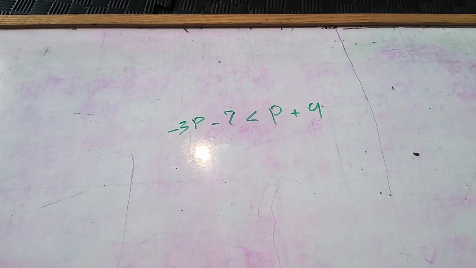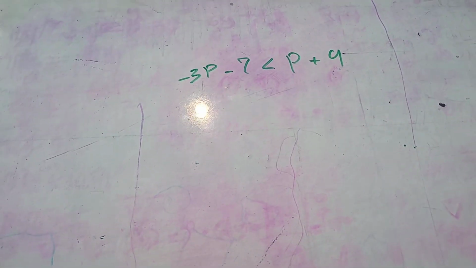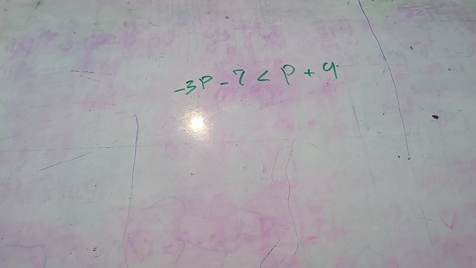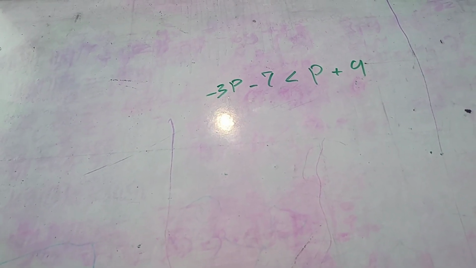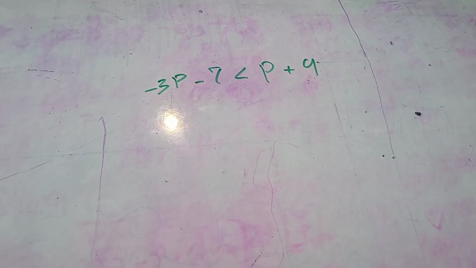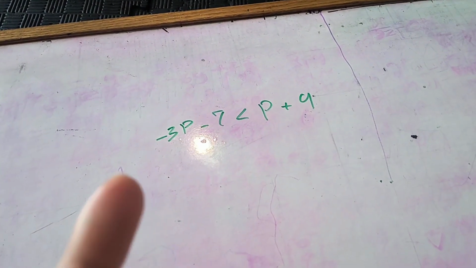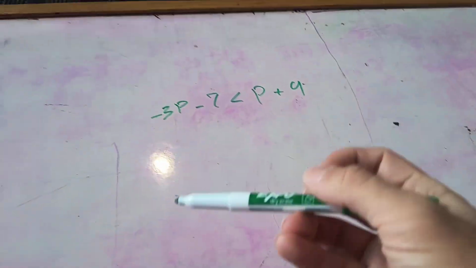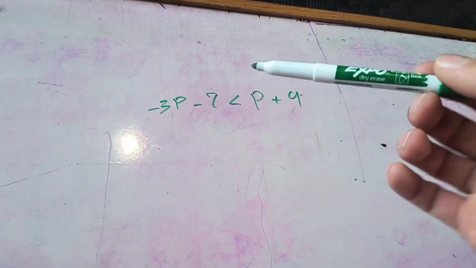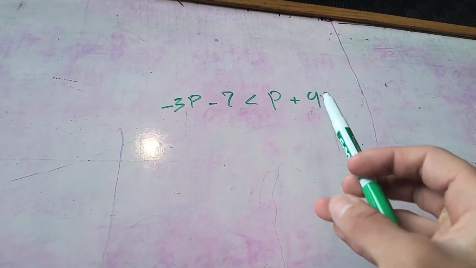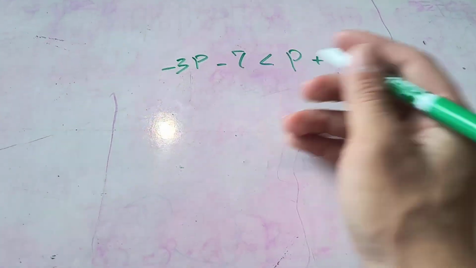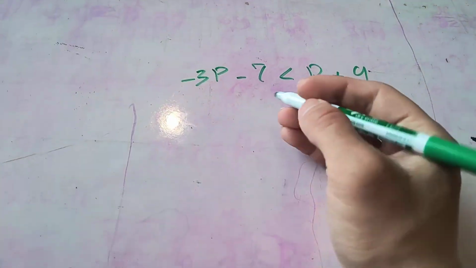Okay, so we have this inequality. Basically, we have two expressions that say they're not equal to each other. We have negative 3p minus 7 is less than p plus 9, and we're going to solve for p. Basically meaning we're going to solve for the value that p can't be for this to be true, or it has to be less than or greater than for this to be true.